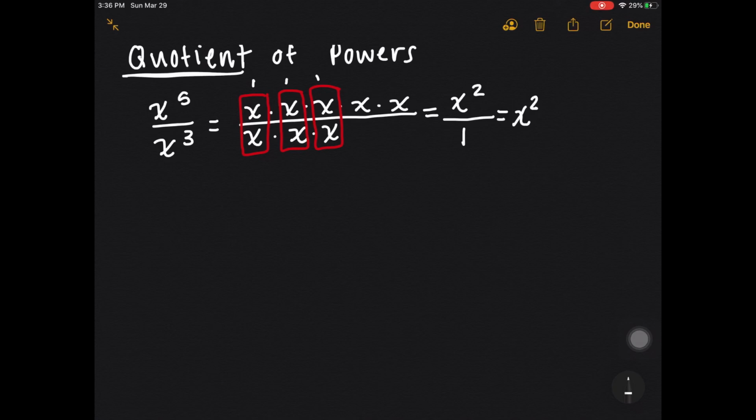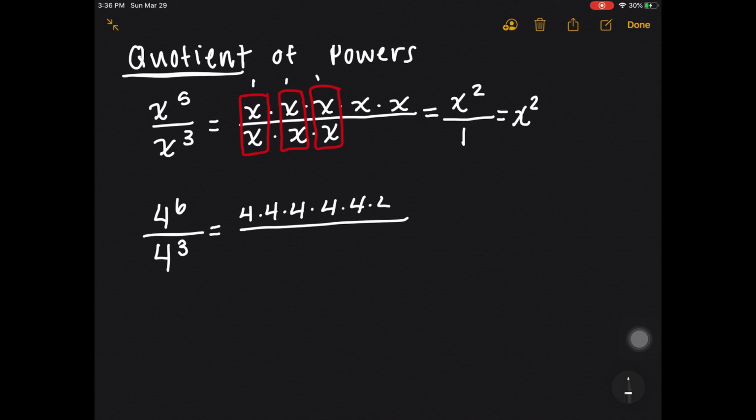So now let's take this a step further and let's look at another example here where we're actually using numbers. So for example, if I wanted to do 4 to the 6th over 4 to the 3rd. Again, follow the same steps every single time. So our same first step here is just going to be to write this in expanded form. So you'll see here I'm writing out 4 to the 6th. And then I'm writing out 4 to the 3rd.